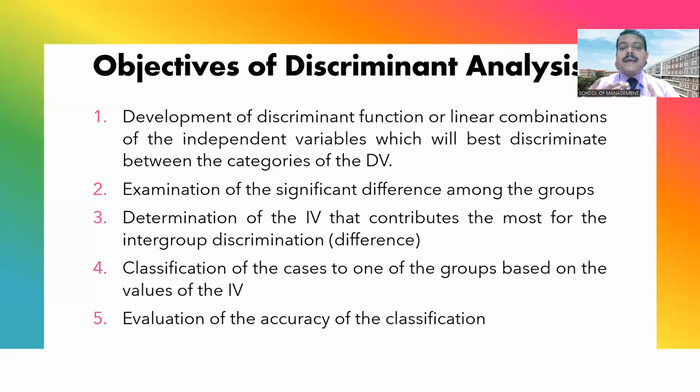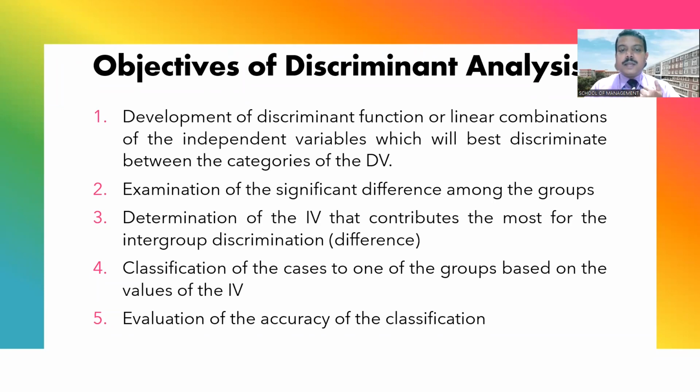Fourth objective is classification of the cases to one of the groups based on the values of the independent variable. So we have the set of independent variables with which we are trying to predict. With that, we need to classify that particular case, whether it should be classified into group 1 or classified into group 2. In our example, whether we have to classify it into hired list or we have to classify it into rejected list. So that we need to classify it.